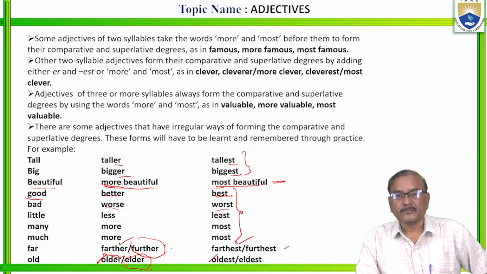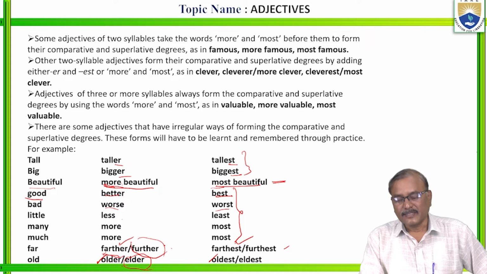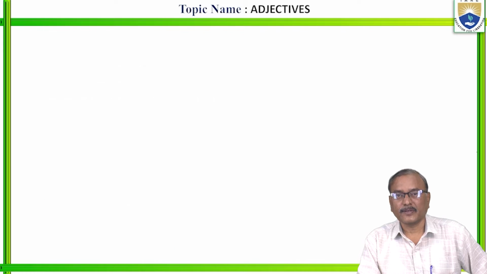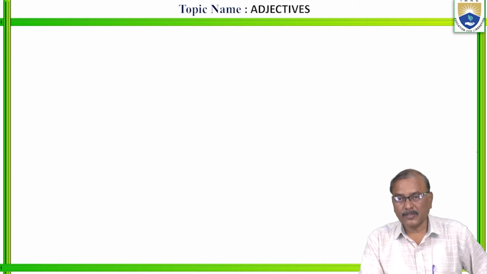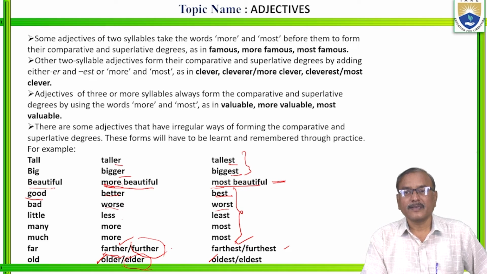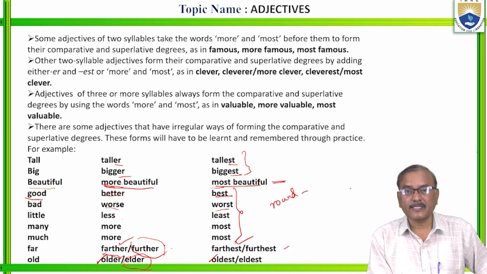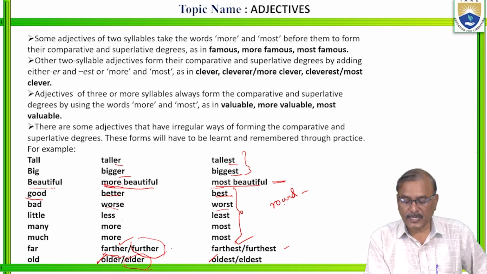Is it clear? And some adjectives don't have any comparative or superlative forms. For example, round. Round is there. This is an adjective. What do you say here? Can you say rounder, roundest? No. More round, most round? No. So this adjective round has no comparative and no superlative forms.